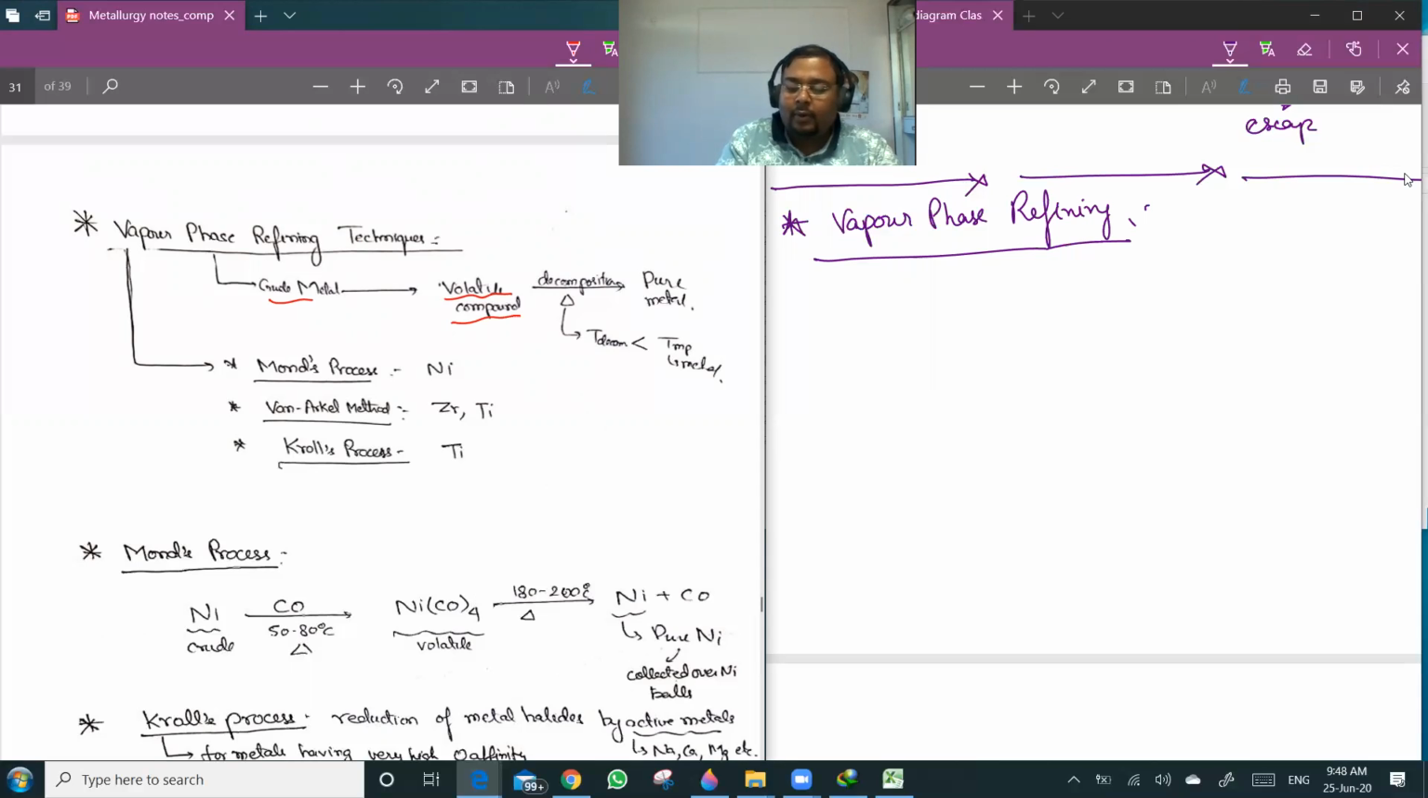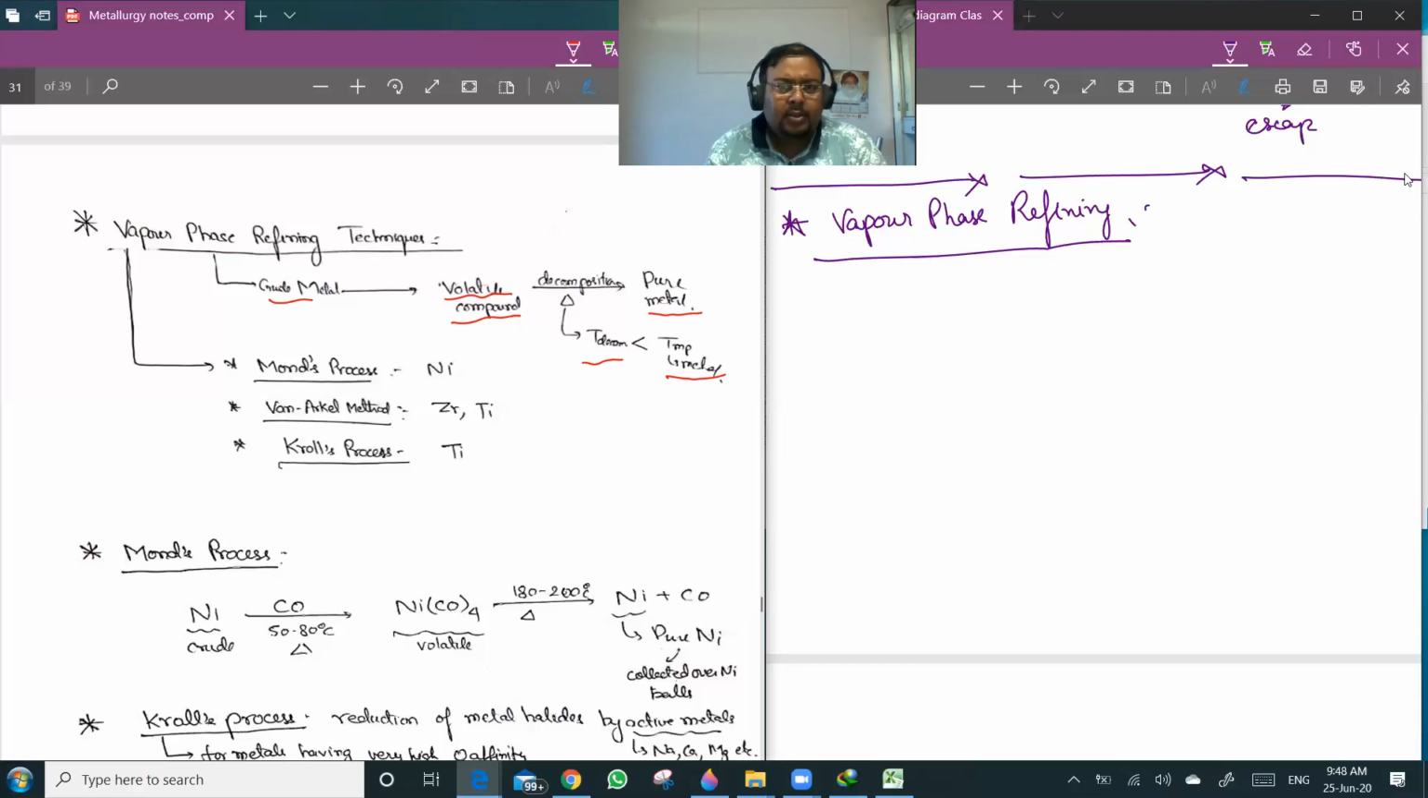In that case, the volatile compound can be collected somewhere else, and then on decomposition at higher temperature, we will get pure metal. The only important point here is that the decomposition temperature should be less than the melting point of the metal.